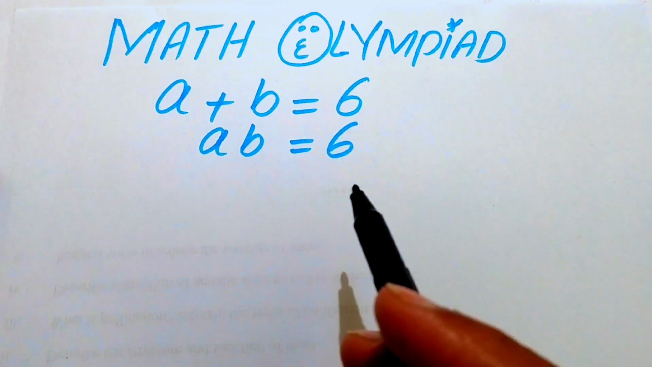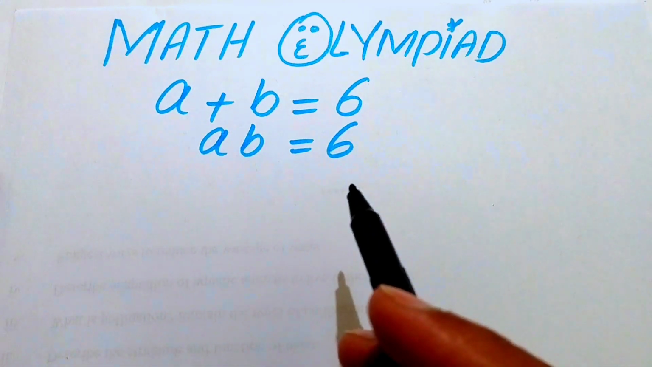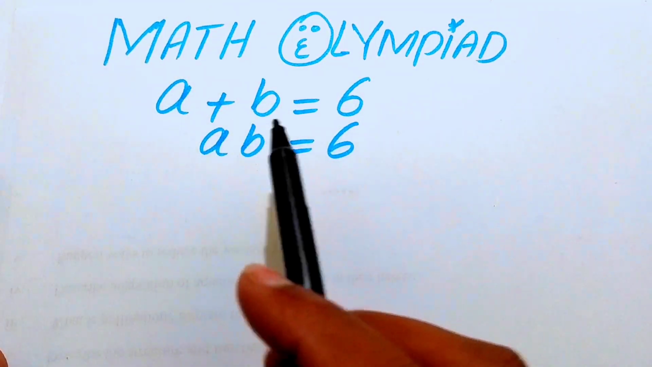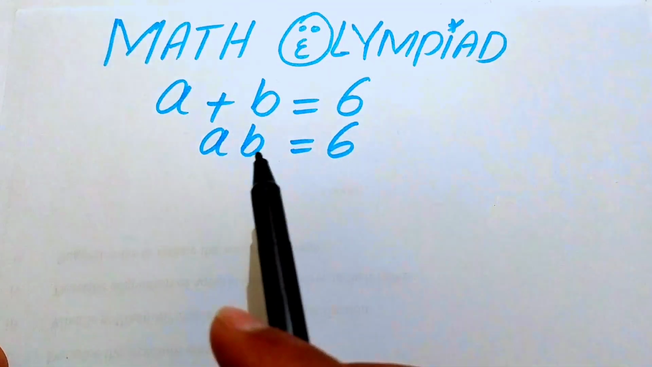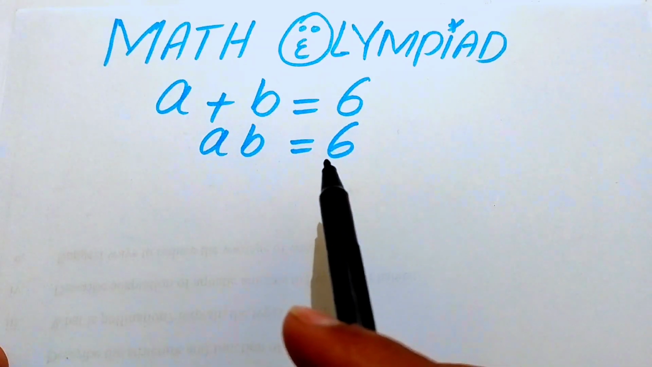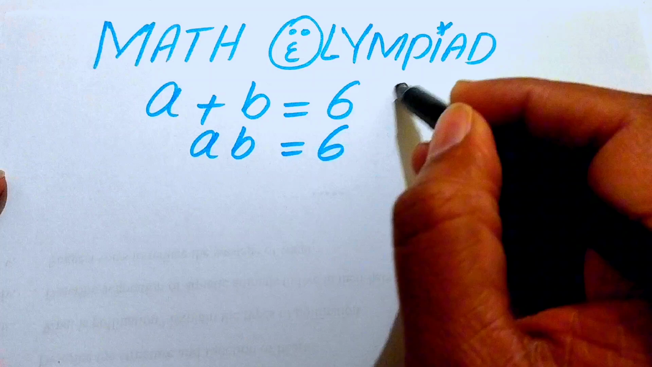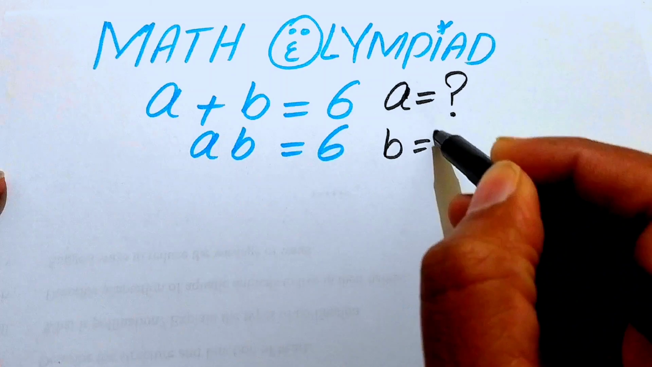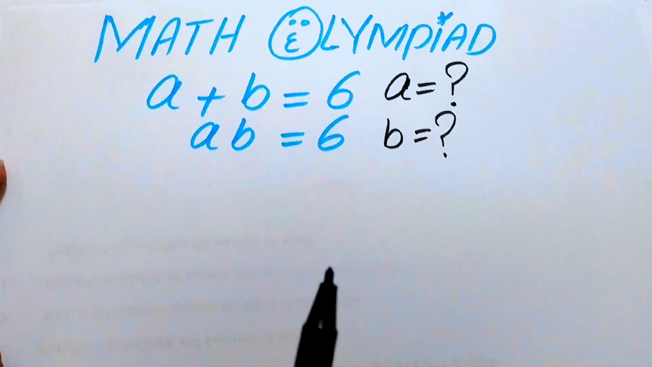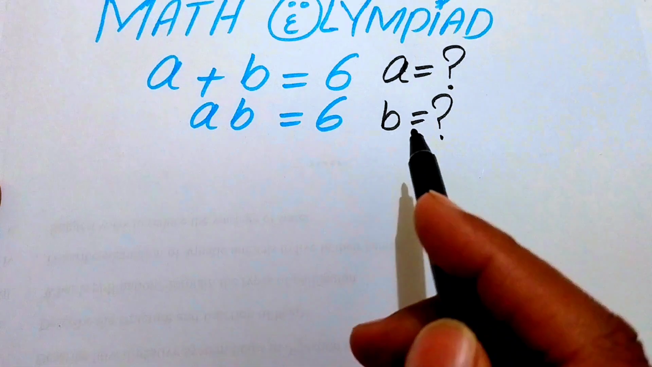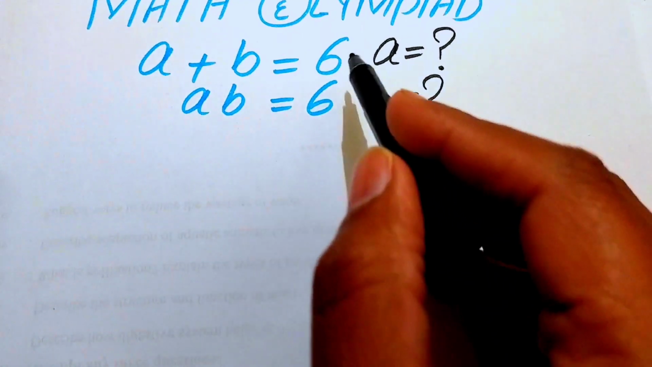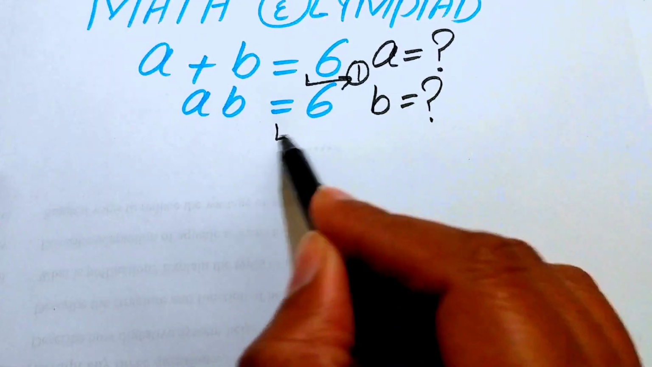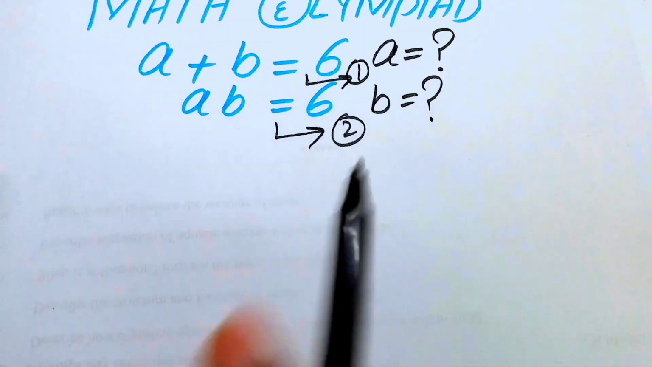In this video we are going to solve this nice math Olympiad algebraic challenge, and here we have a plus b equals 6 and a times b equals also 6. So here we find the value of a and the value of b. In order to find the values of a and b, we call this equation number 1 and this equation number 2.